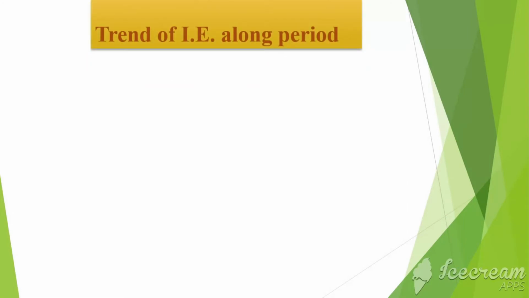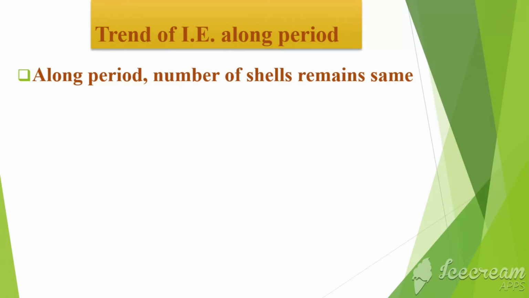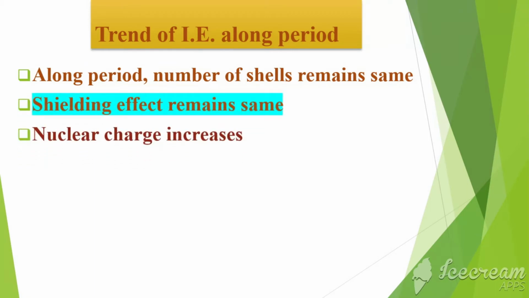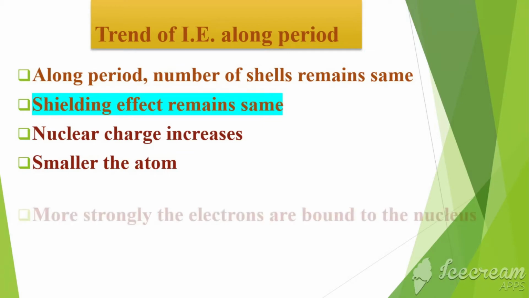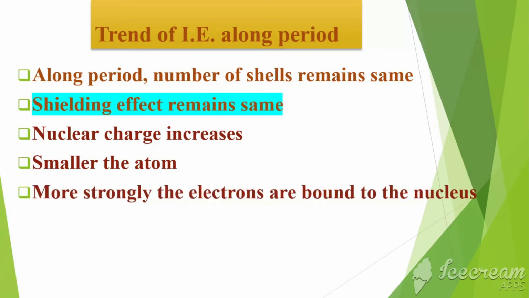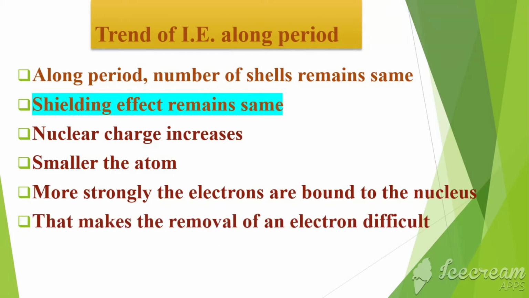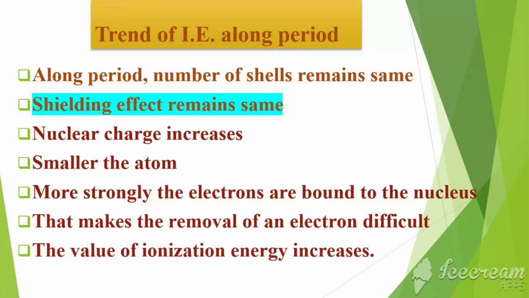Now trend of ionization energy along period. Along period, number of shell remains same. Actually, along period, one shell starts filling with electrons one by one, and at the end of period, shell is completed. So number of shell remains same, shielding effect remains same, and nuclear charge increases one by one, and so attraction increases between nucleus and outermost shell, size becomes smaller, and when attraction is greater between nucleus and outermost shell, then removal of electron becomes difficult. Therefore, ionization energy increases along period and decreases down the group.